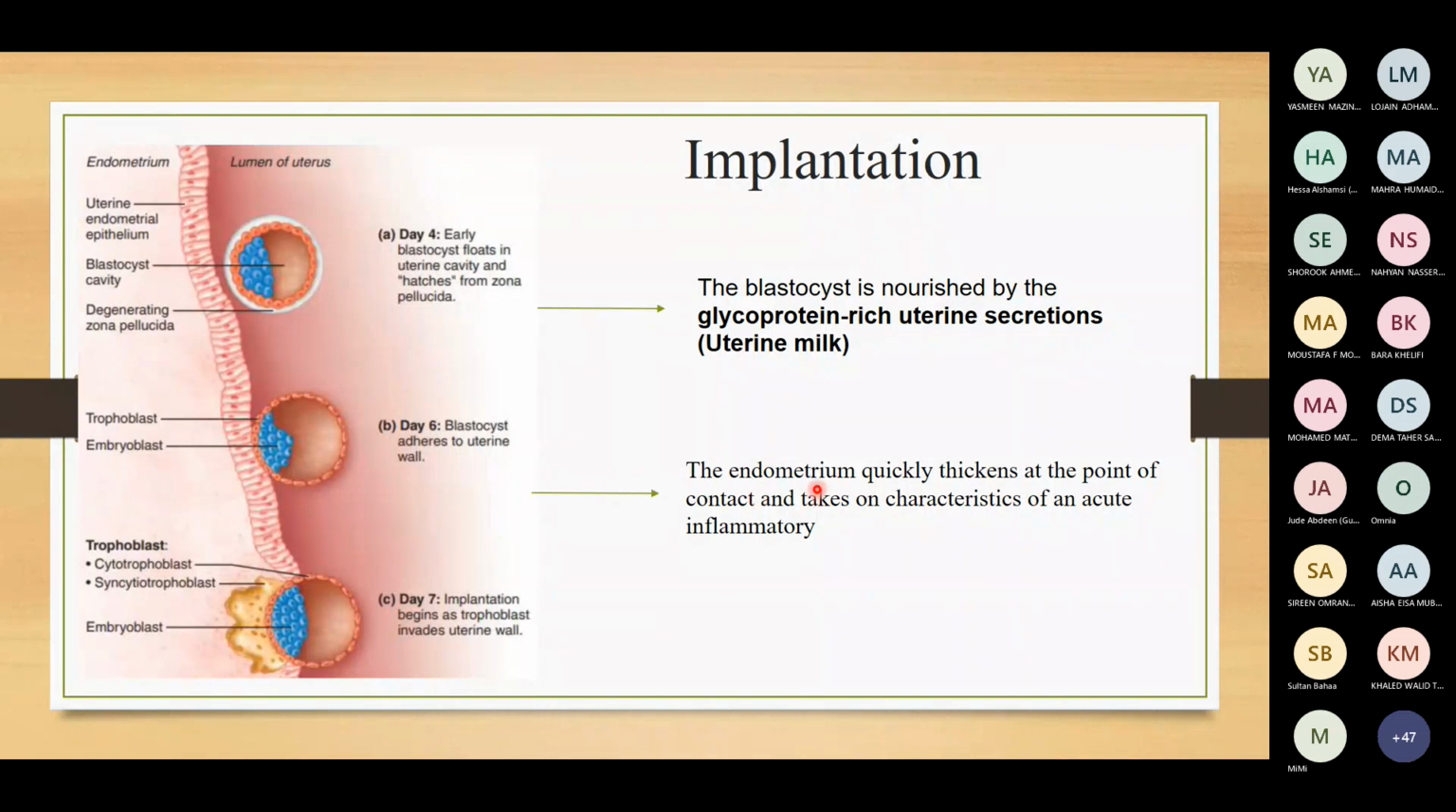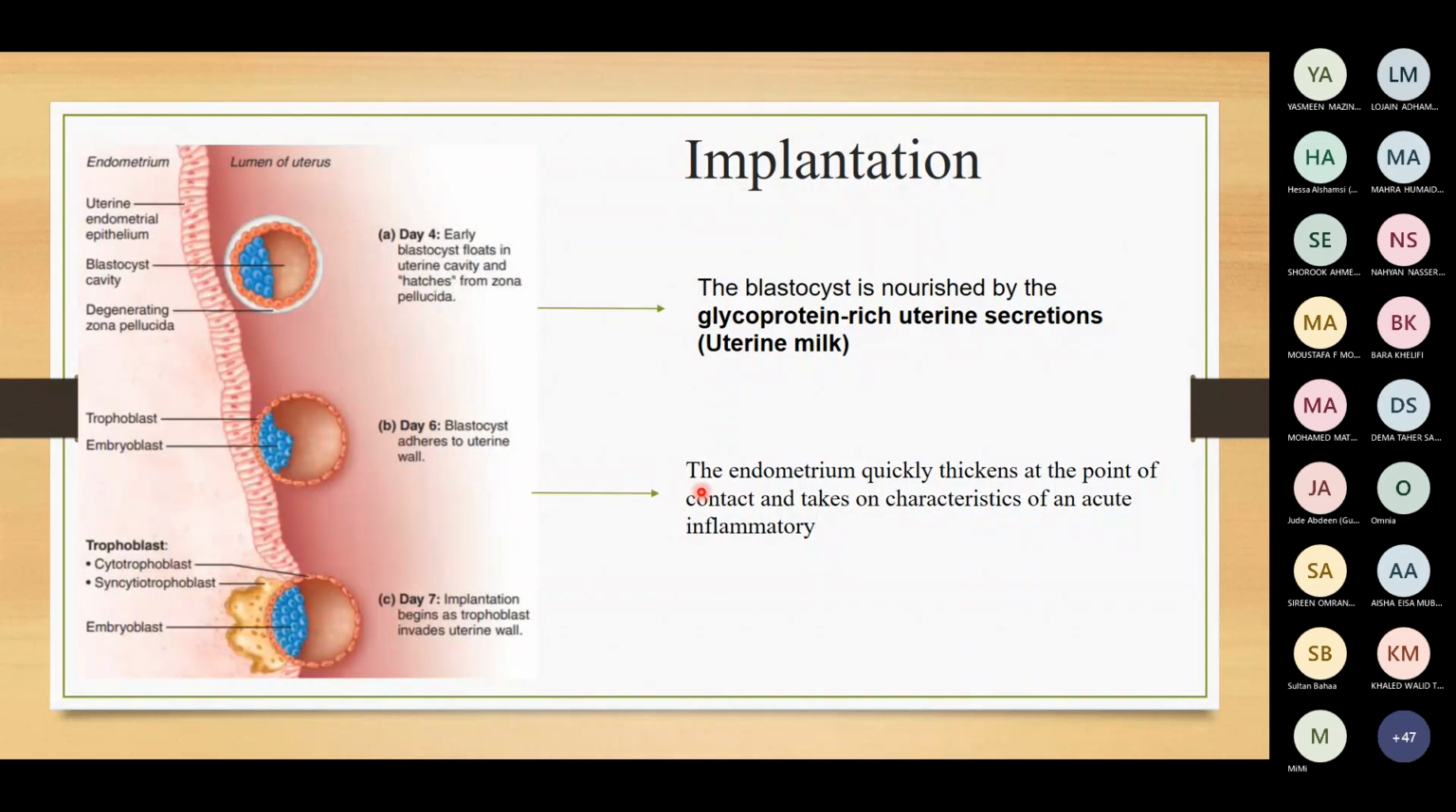Once the blastocyst is in contact with the endometrium, the endometrium is going to start to thicken, and it's going to take on characteristics of acute inflammation. If we look at acute inflammation, when we're sick and we have inflammation going on in our body, we see a lot of swelling and redness. And that's what's going to happen here. The redness you're going to see later in other pictures is that the blood vessels inside the endometrium are going to become leaky. They're going to start leaking blood. And you're going to see why this is important.